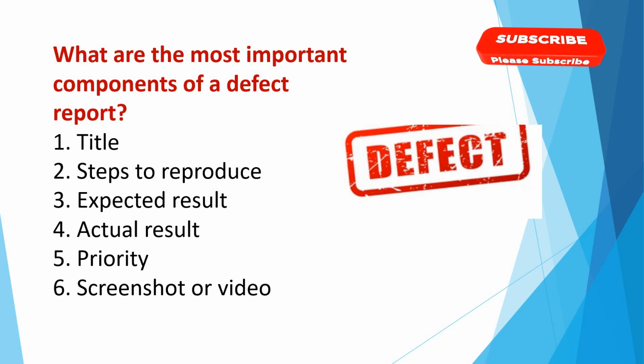What are the most important components of a defect report? The title, steps to reproduce, because you have to mention the exact process to replicate them. Otherwise, it is very difficult for them to replicate if one step is not mentioned. Expected result, actual result, priority, and screenshots or a video. For priority you have to mention whether it is critical, medium, or low. That is very important from a defect perspective; you really need to have the priority set.